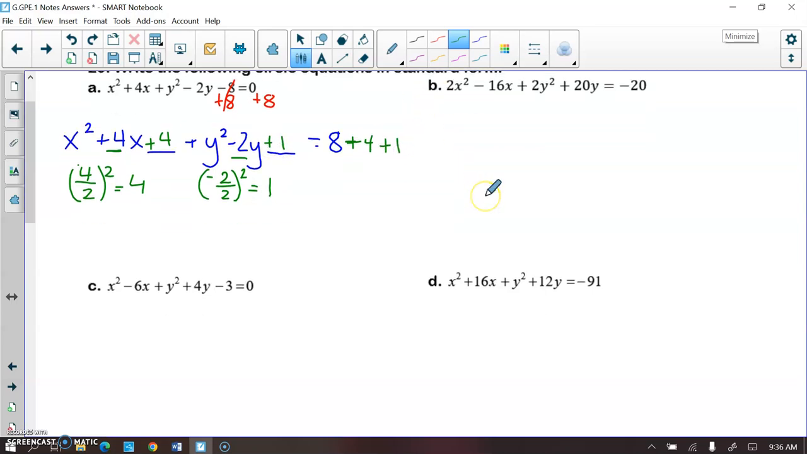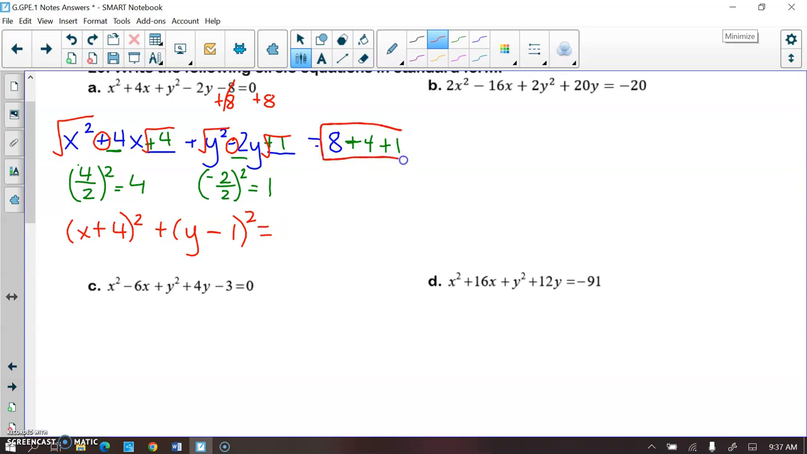Okay. From here, I factor both of my perfect square trinomials. For the x side, I take the square root of x and the square root of my last term, which is 4, and the operation in between my first and second term, and I square it. For my y's, I take the square root of my first term, the square root of my last term, the operation in between my first and second term, and I square it.